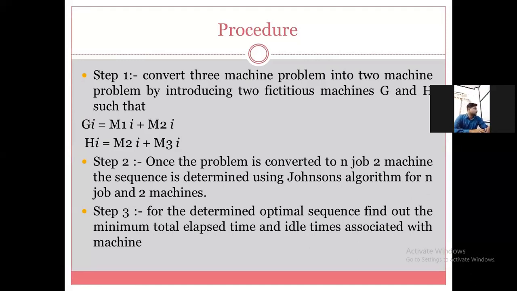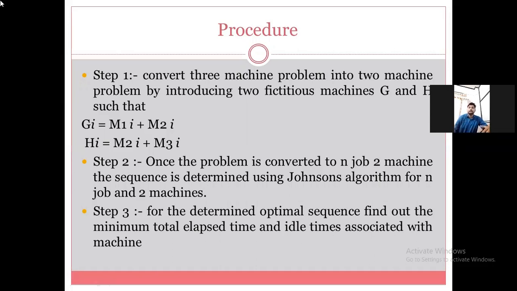Convert the three machine problem into a two machine problem by introducing two fictitious machines, G and H, such that G suffix I is equal to M1I plus M2I.